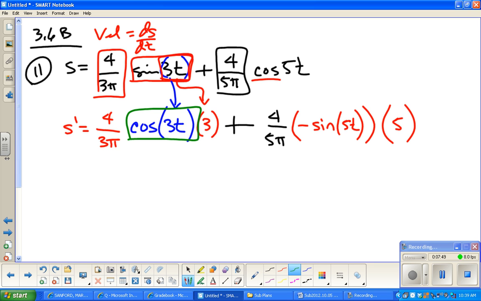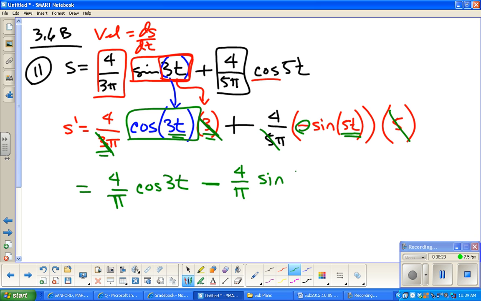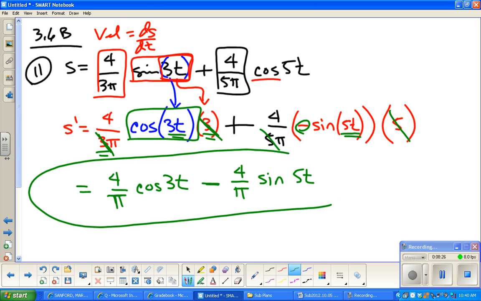Remember, you can't do anything with this 3t, it's on the inside of cosine. But this 3 and this 3 can divide out. So this is 4 over pi cosine 3t. This 3 divided out with that 3. Now this is going to be a minus because it's a negative. And again, 5 divides out with 5. I can't touch that 5 though, because it's inside sine. So 4 over pi sine of 5t. This is ds/dt.